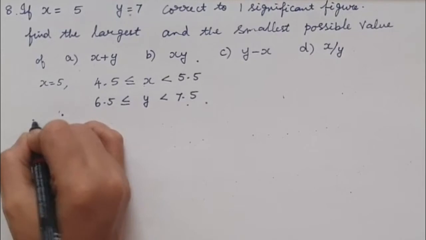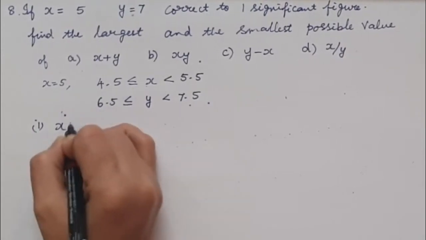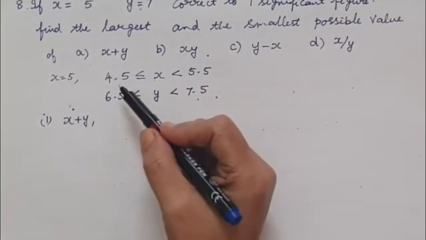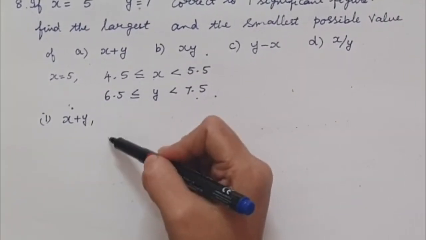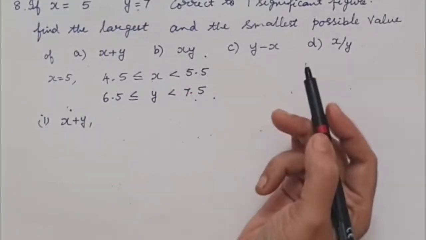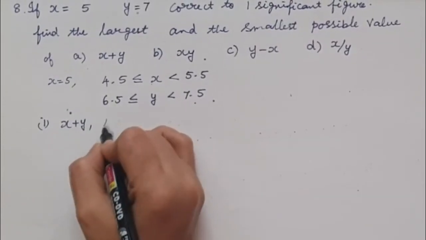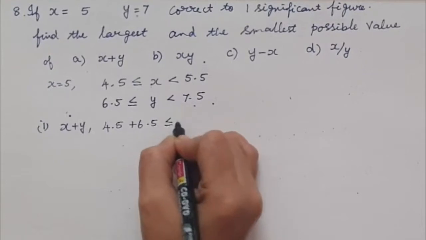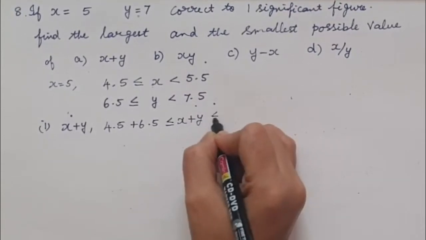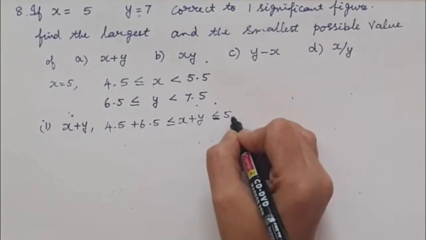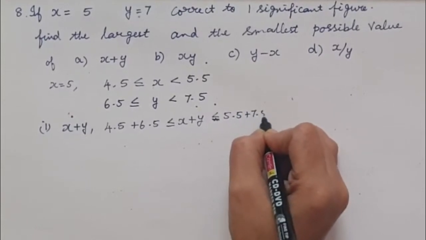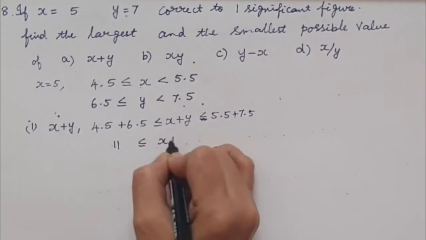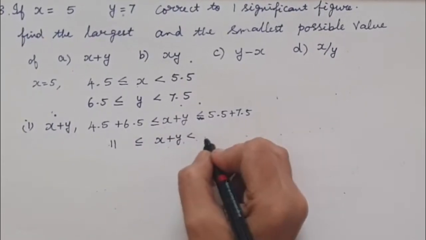Now for our first value, x plus y, we need to find the upper bound and the lower bound. When we add the lower bounds, we get the lower value. When we add the upper bounds, we get the upper bound value. So it will be 4.5 plus 6.5 is less than or equal to x plus y, which is less than 5.5 plus 7.5. So it will be equal to 11 less than or equal to x plus y, which is less than 13.